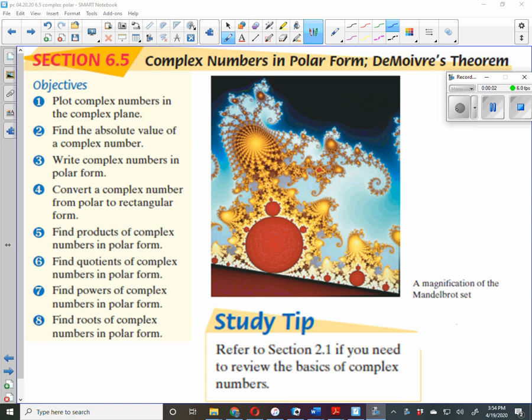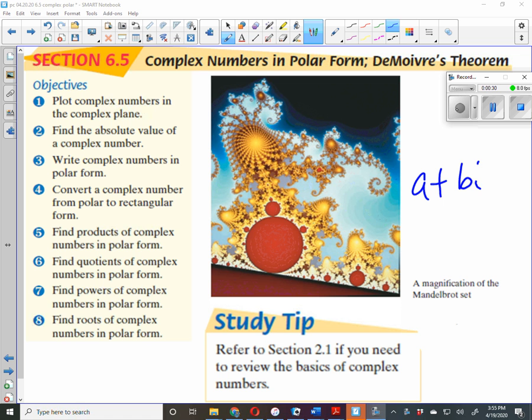All right, section 6.5, complex numbers in polar form and De Moivre's theorem. De Moivre's theorem is the big one. That's if you're moving on to calculus, you want to see that. Remember, we're dealing with polar forms again, so a lot of the tools that we have from 6.3 and 6.4 are going to come back into play. Because we're looking at complex numbers, a plus bi form.